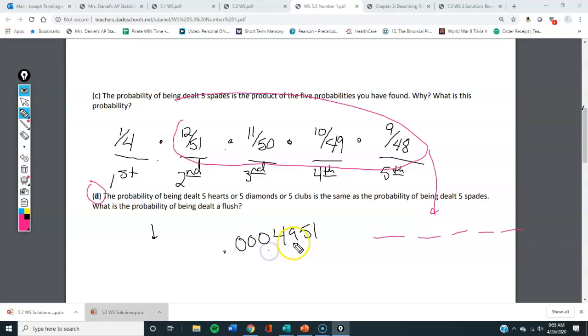Here's how I would do it. For the probability of a flush, there are 4 ways to get a flush. You multiply that by 4, and that would give you 0.1898. Okay? We good?